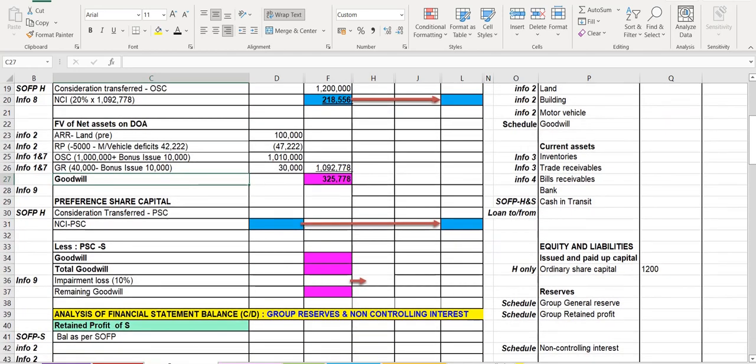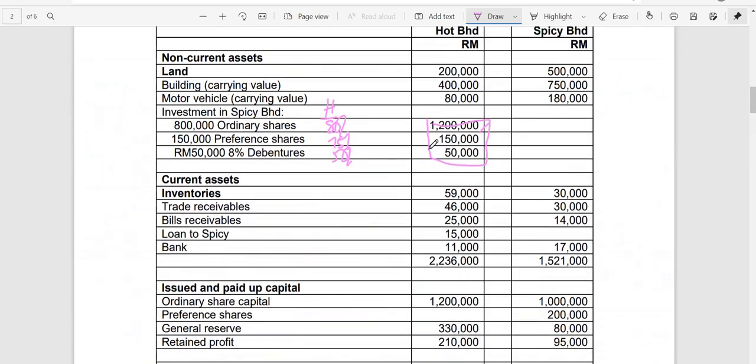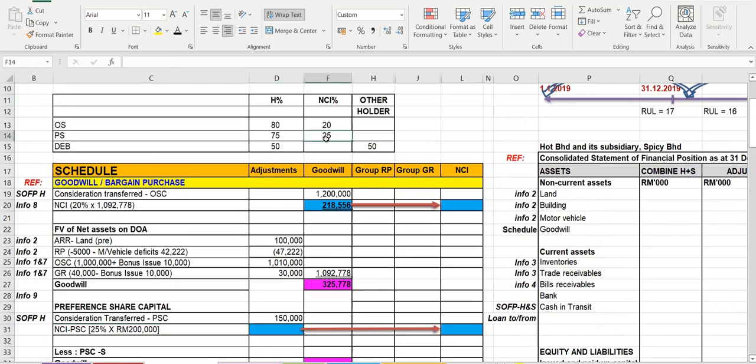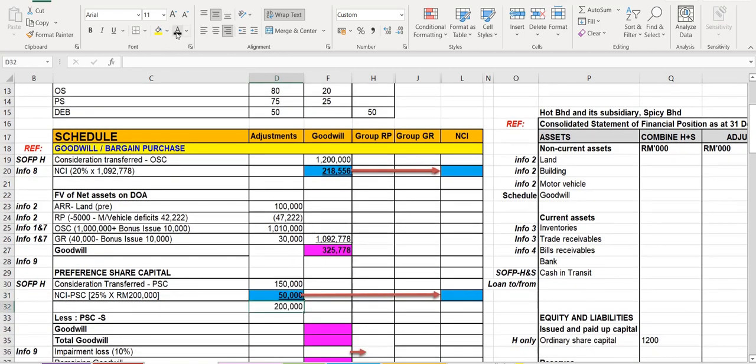Right. Next, we will proceed with the calculation of goodwill for the preference shares. For the preference shares, for your information, there is no goodwill, but let's just check what was the consideration transferred. So you can see here, the consideration transfer was 150,000. Put the figure here. And then you go and calculate what is the non-controlling interest in the preference share. That was 25%. So 25%, 200,000. So therefore, the figure would be 50,000. So if you total up, you get 200,000.